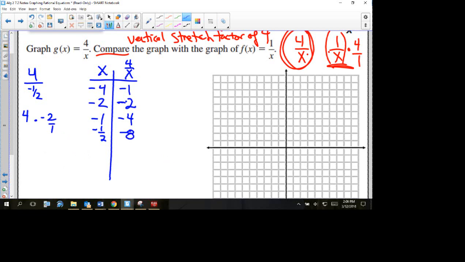See, that one's not bad either. Now, you don't have to do that one. I'm just showing you fractions aren't terrible. Okay, and then maybe 1/2, maybe 1, 2, and then 4. That'll give me 8, 4, 2, and then 1.